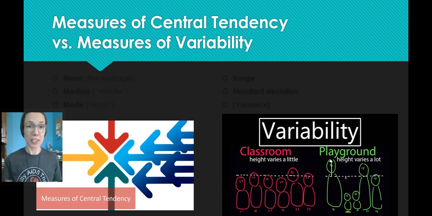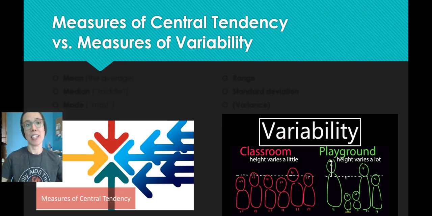In a second grade classroom, for example, all the kiddos in that classroom are going to be sort of similar in terms of their height. The height is going to vary a little bit, but not a ton. And yet when you see a playground at an elementary school, now you're seeing kids from kindergarten all the way up through 6th, 7th grade. So we're going to see a lot more variability in height. Height is a good way to think about variability.